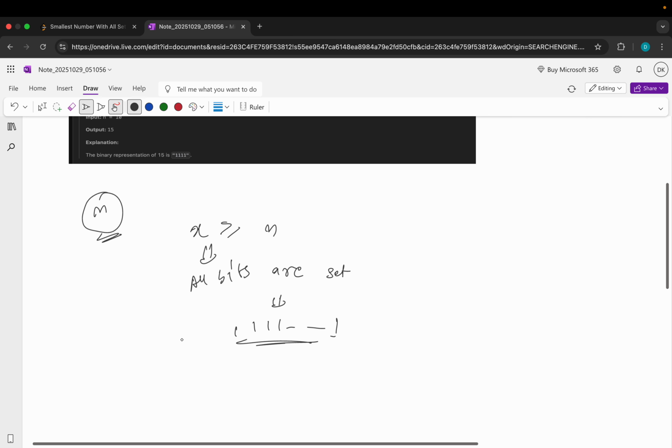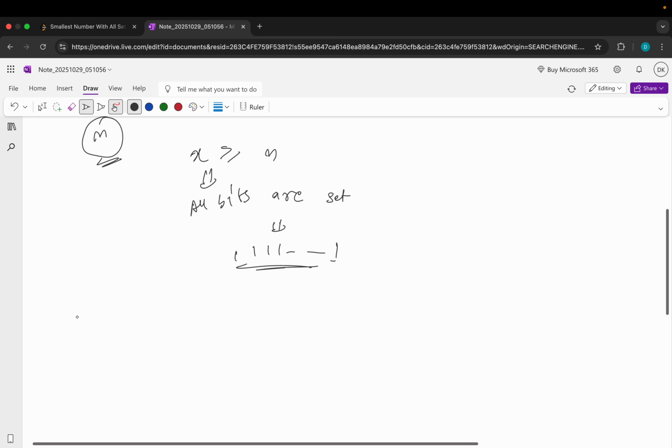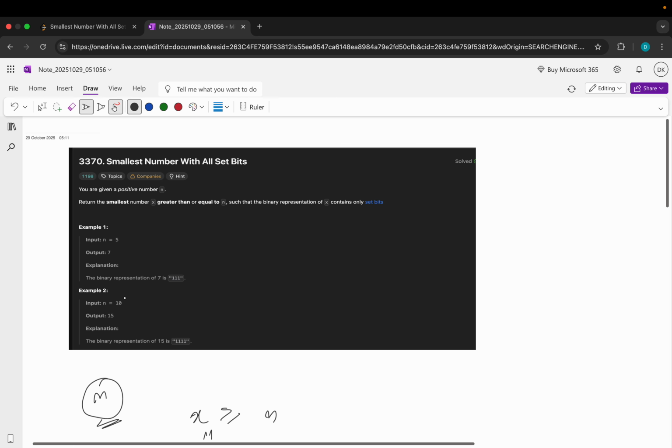So how can we do that? First of all, we need to know one thing: any power of 2 is of the format 1 0 0 0 ... 0, and if we subtract 1 from it, it will always become of the format 1 1 1 1. So from here one thing is clear, that we need to find the nearest power of 2.